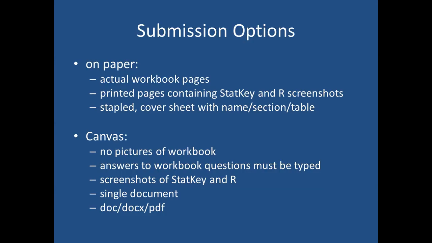Either entirely on paper or entirely on Canvas, but if it's going to be on Canvas, then don't use any pictures. Just type whatever you would normally write into the workbook and then take a picture of it. So the first option, if you're going to turn in the lab on paper, then presumably you'd use the actual workbook pages and just write in your answers and then pull those out using the perforations. Then along with the workbook pages, you would have printed pages with the stat key and R screenshots, and then maybe you'd have to write in the interpretation of the confidence interval and then the computation for the interval that goes along with the stat key screenshot on those sheets of paper.